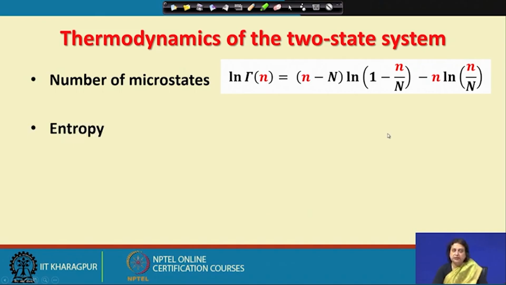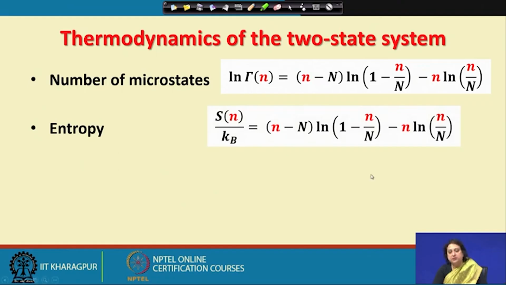Now, once you know this number of microstates, what is the entropy? I am going to use the Boltzmann distribution and directly write down the entropy S as a function of n, but here on the left hand side I have written S by Kb, because this is the term which is equal to the log of gamma term. As you see, the right hand side is identical; the only thing that I have changed is the left hand side.